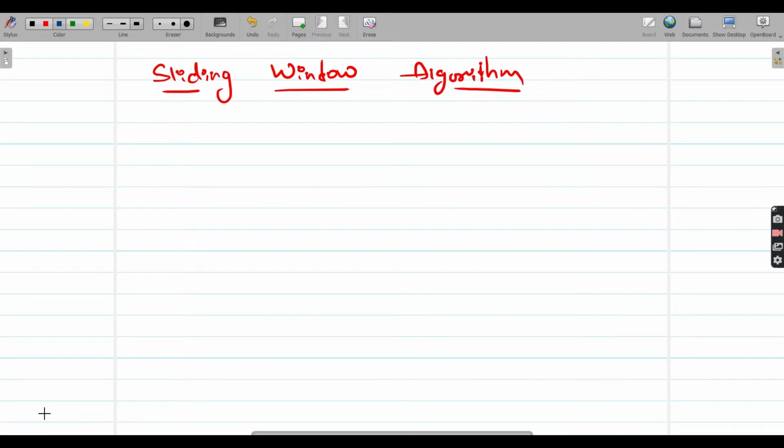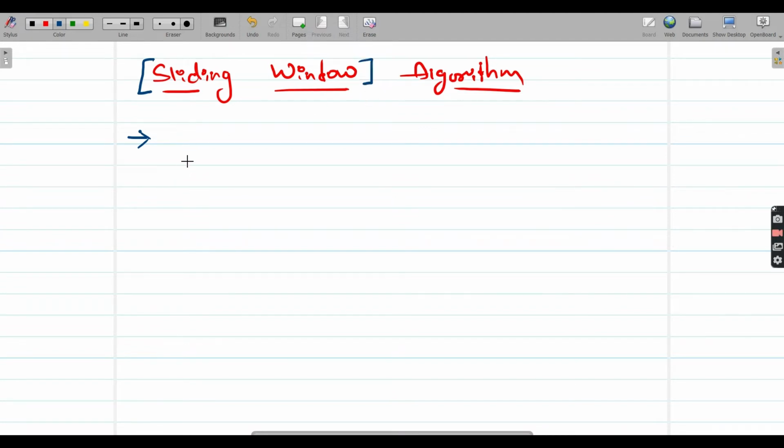In this lecture, we are going to understand what the sliding window algorithm is and what its significance is while solving a problem. Let's try to understand what it means by sliding window algorithm. Basically, it's an algorithm, so we need to follow some sort of steps to solve a problem. But why exactly the name sliding window?